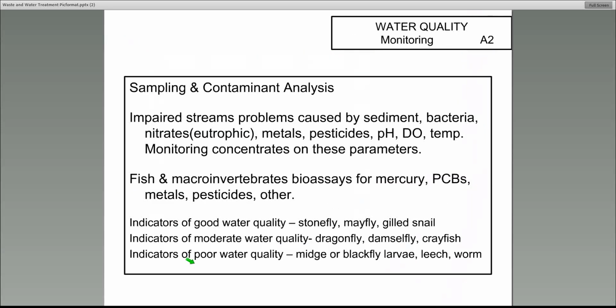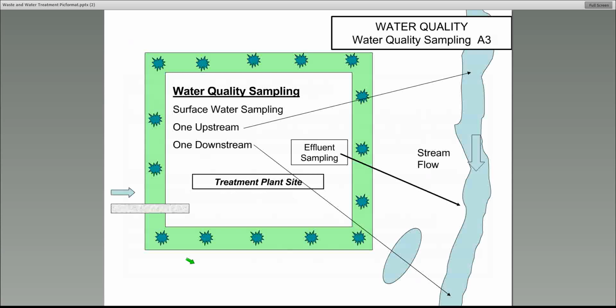Okay, for water quality sampling, for a wastewater treatment plant, if you're sampling the stream to see if your plant is not polluting the stream, you need one upstream sample and one downstream sample.